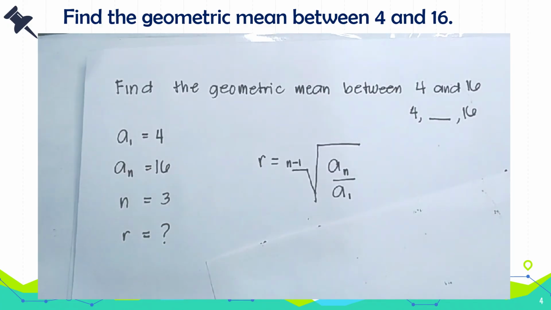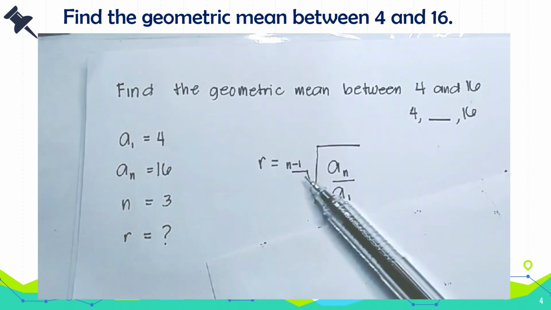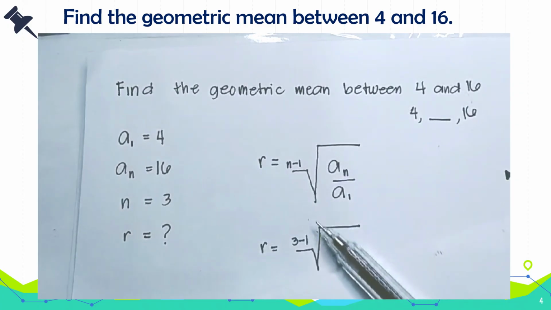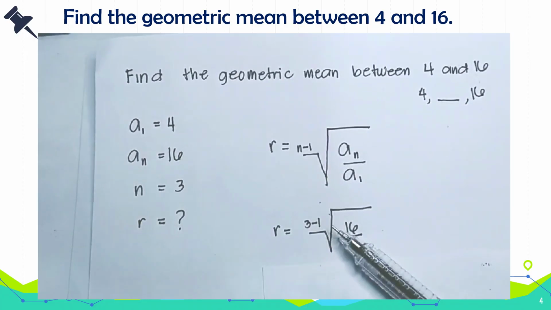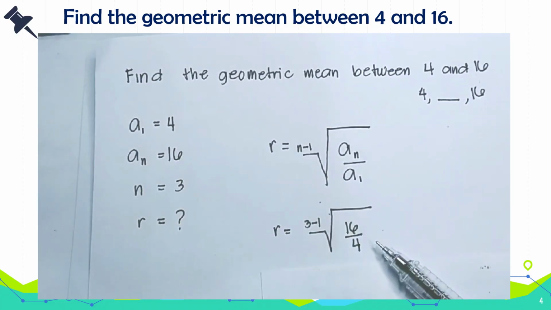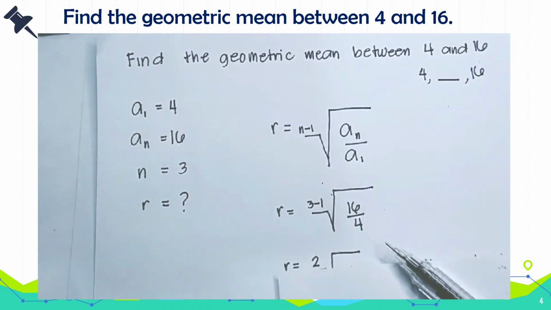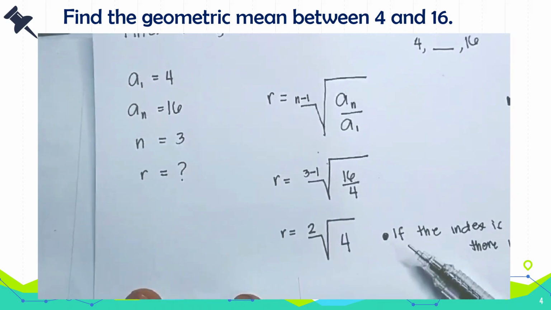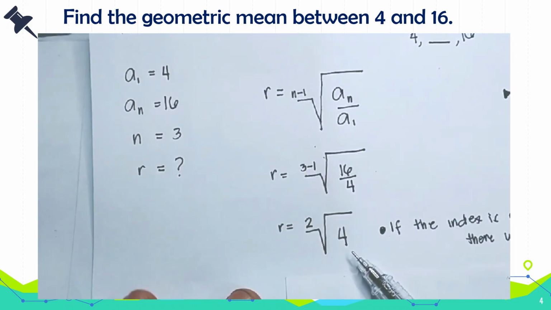This is the formula in solving for the common ratio. Let's substitute the given. So we will have 3 minus 1, and we will have 16 over 4. Simplifying, we will have the index of 2 and the radicand 4.